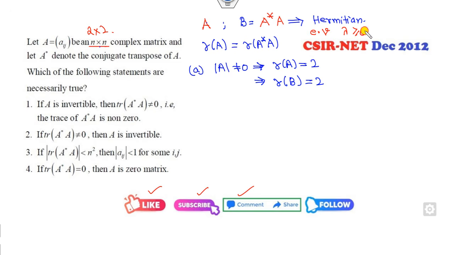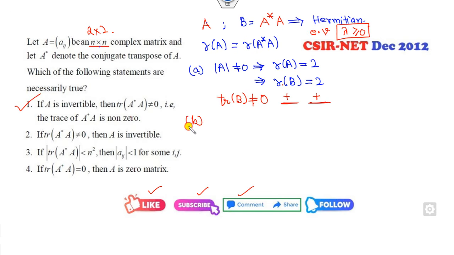It is always greater than or equal to 0. Fine. Now, the first option: your target is to prove the trace of B is non-zero. Since it is a 2 cross 2, B has 2 eigenvalues. Rank is full rank, so none of the eigenvalues is 0. If none of the eigenvalues is 0, that means this eigenvalue is positive, this eigenvalue is positive. So once both numbers are positive, trace will never be 0. So the first option is the correct option.